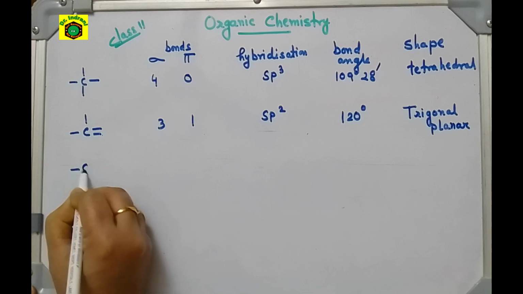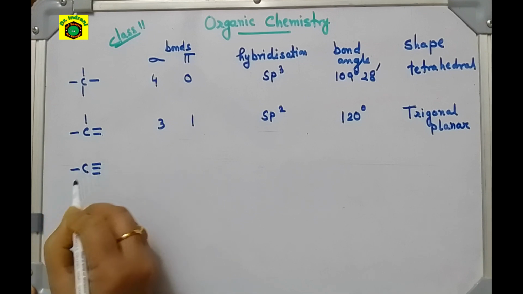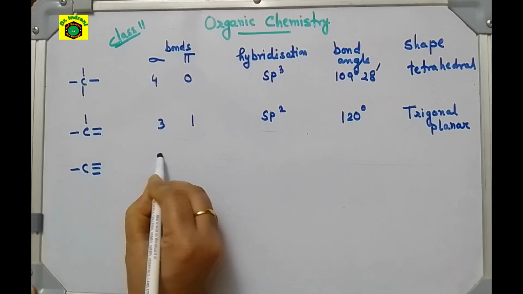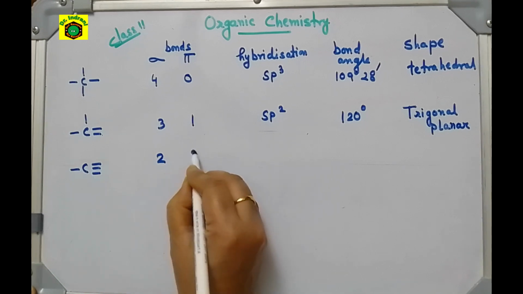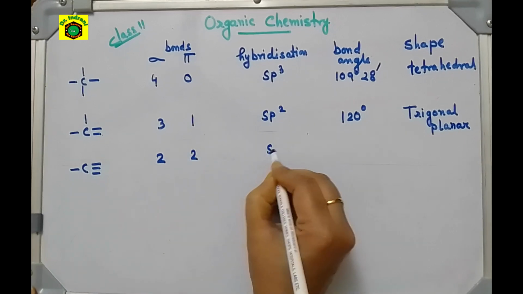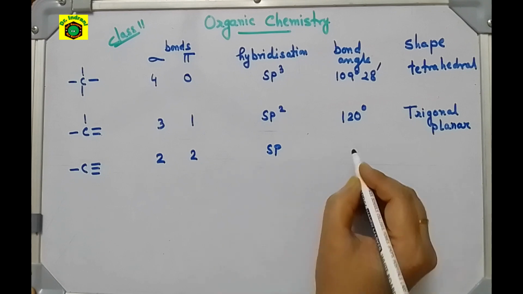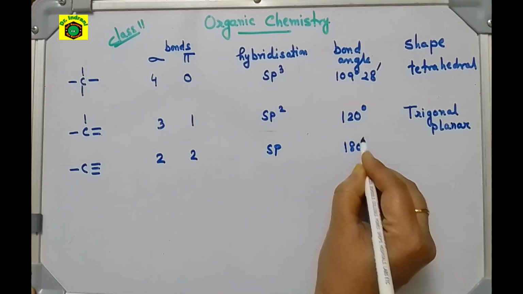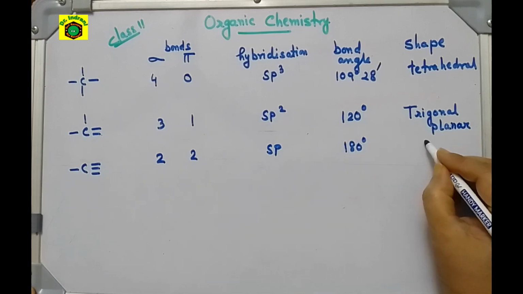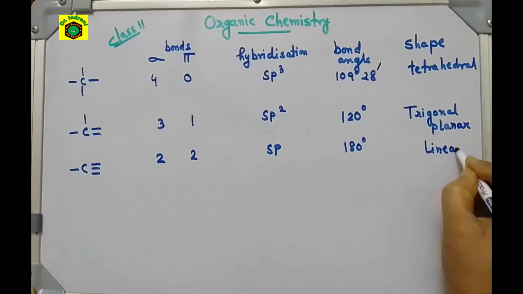If carbon is having this type of structure, means 2 sigma bonds and 2 pi bonds, hybridization of the carbon is sp and here bond angle is 180 degree and shape of the molecule is linear.